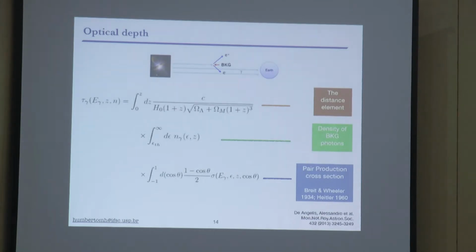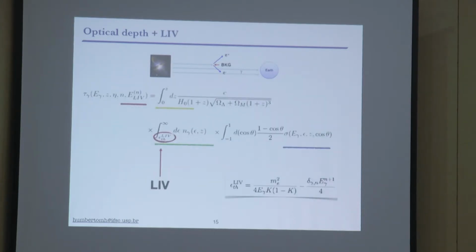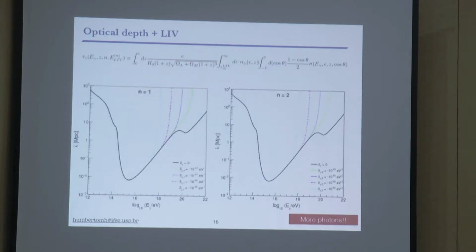In order to introduce LIV, we know that the threshold is going to change, so we input this information into the computation of the optical depth, and that is also going to affect the cross-section. Now the optical depth also depends on the leading order of the LIV correction and the LIV energy scale. So this is our first result in this talk. This is the optical depth, including LIV.